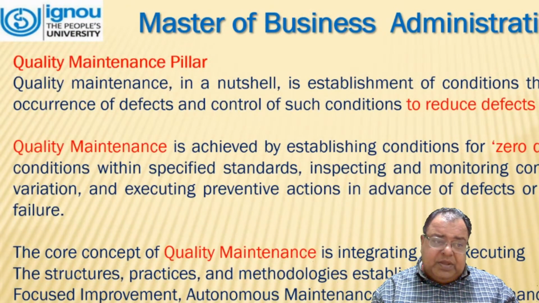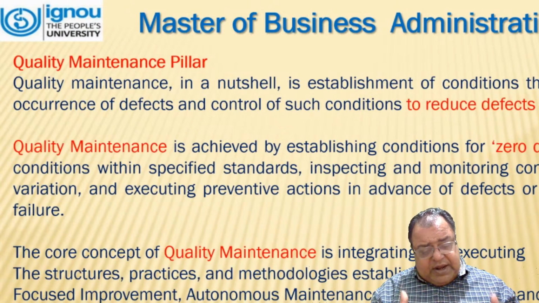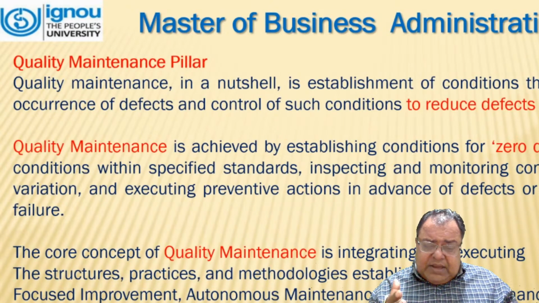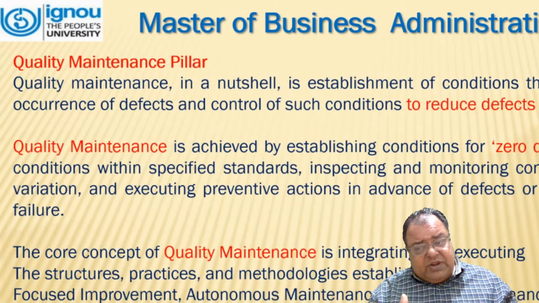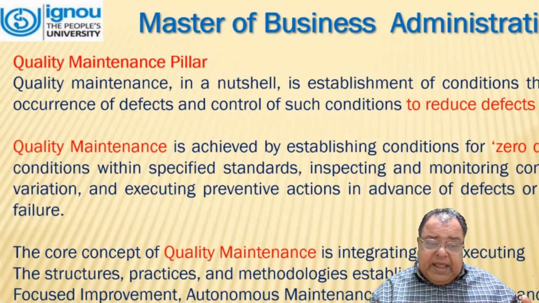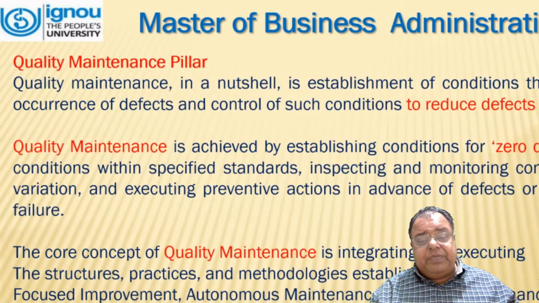Quality maintenance pillar. Quality maintenance, in a nutshell, is establishment of conditions that will preclude the occurrence of defects and control of such conditions to reduce defects to zero. Quality maintenance is achieved by establishing conditions for zero defects, maintaining conditions within specified standards, inspecting and monitoring conditions to eliminate variation, and executing preventive actions in advance of defects or equipment process failure.